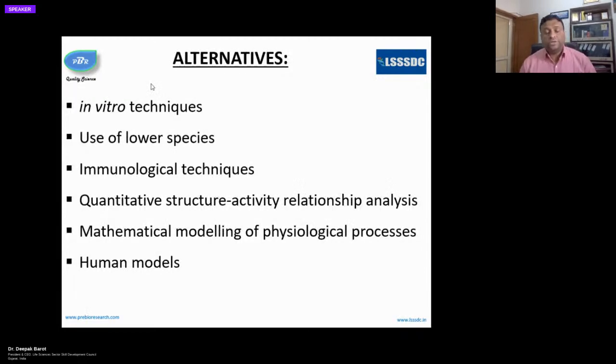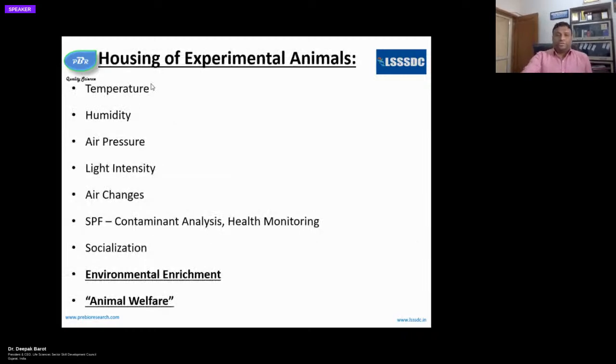Are there any alternatives? Yes, cell-based models are there. There are in silico models. And wherever possible, you can always use lower species. I think we should try and curtail the usage of larger species. In cell-based models, you have hepatocytes and enterocytes, all of which can be used as in vitro techniques. Even human models like hepatocytes, enterocytes, and cryopreserved human intestinal mucosa are available. So before going into a live system, you can definitely try all of these.